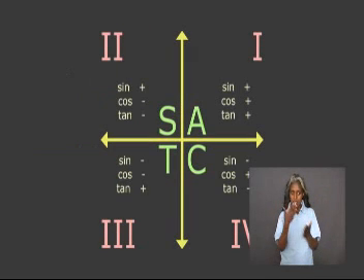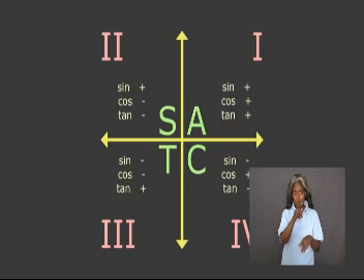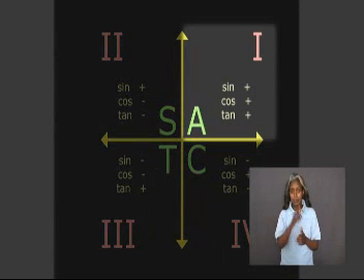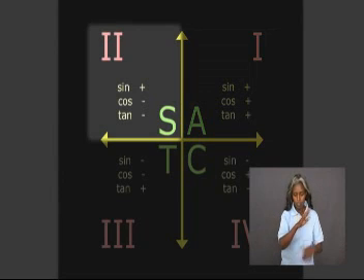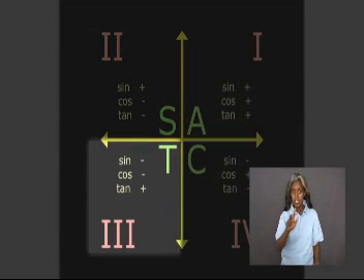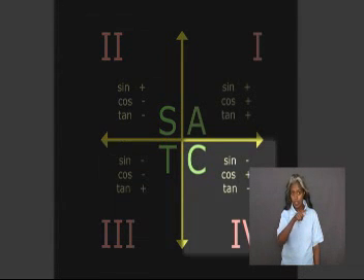A good way to remember which trigonometric functions are positive and which are negative is by remembering the graph on your screen. In the first quadrant, all functions are positive. In the second quadrant, only the sine is positive. In the third, only the tangent is positive. And in the fourth, only the cosine is positive. That is fairly easy to remember.